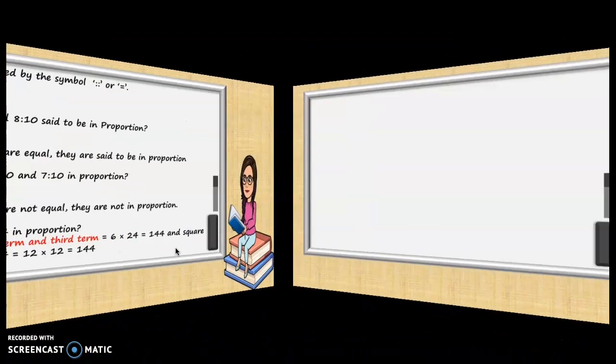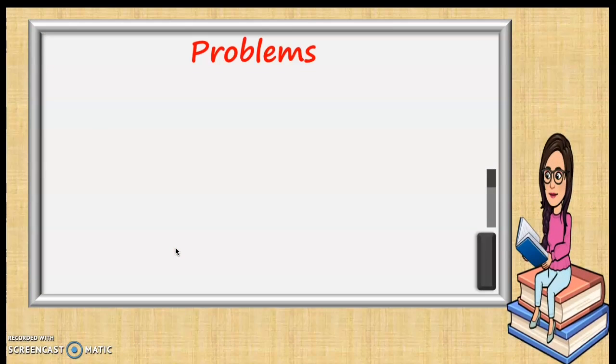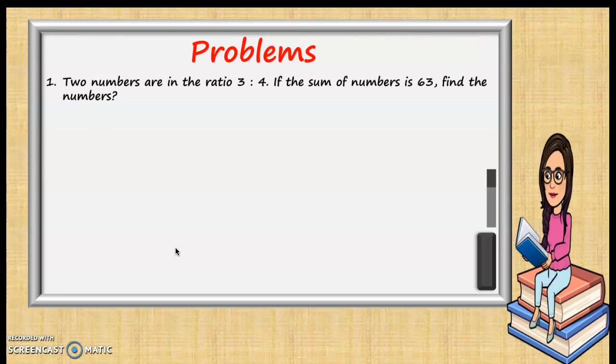Let's get into solving problems. The first problem is two numbers are in ratio 3:4. If the sum of numbers is 63, find the numbers. So I've given a stepwise solution. Let the number be x.